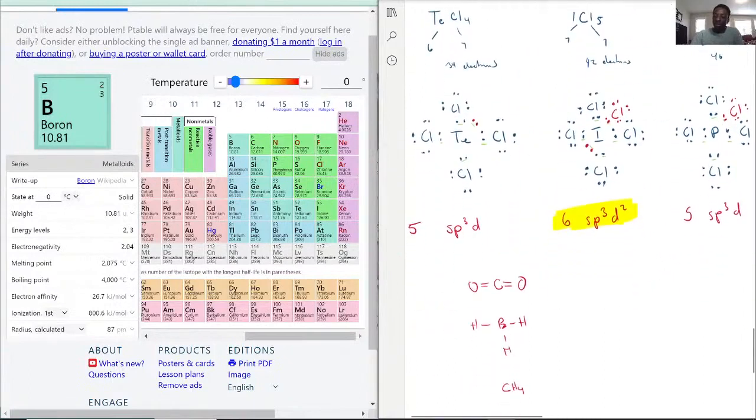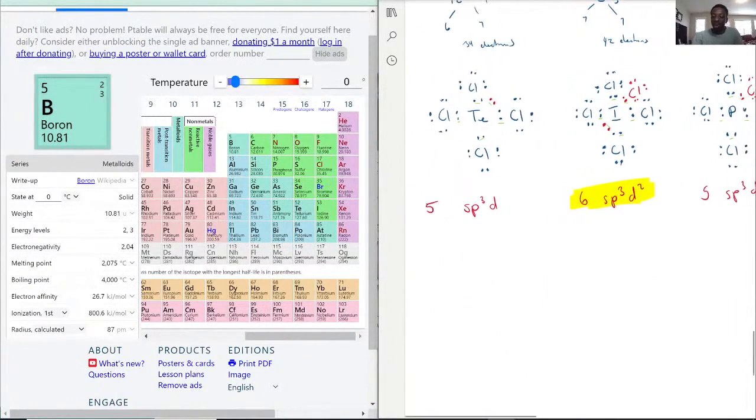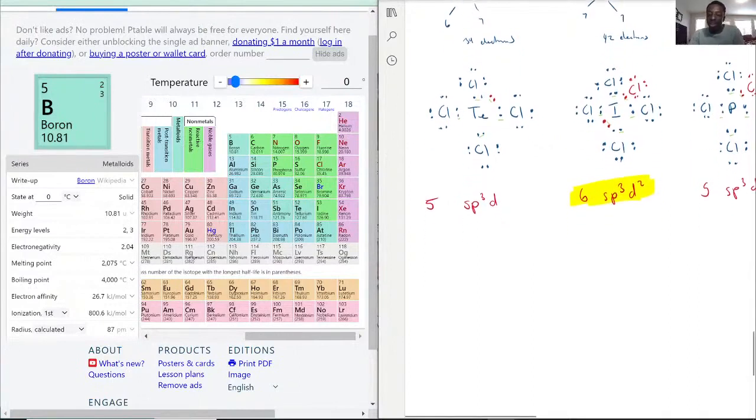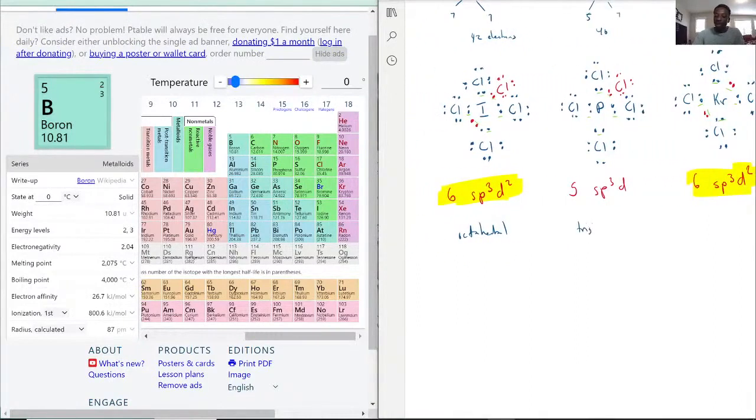Okay. So now, with that being said, the next questions depend on the actual electron and molecular geometry. So the electron geometry for this, because it's sp3d, is going to be, if I remember correctly, trigonal bipyramidal. And for 6, it's going to be octahedral. So this is going to be trigonal bipyramidal. Now remember, this is the electron geometry.